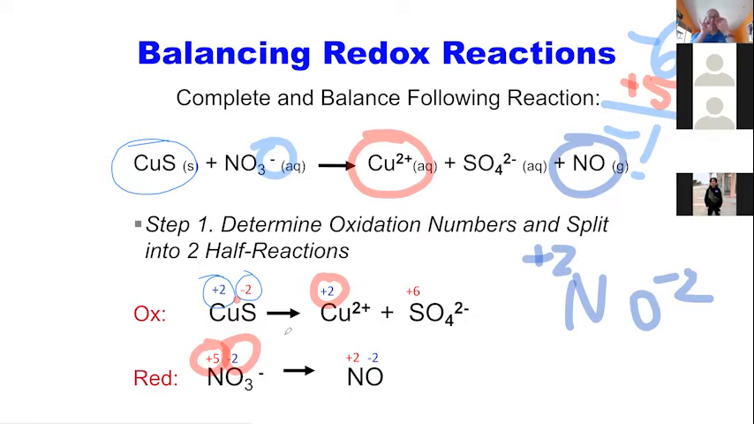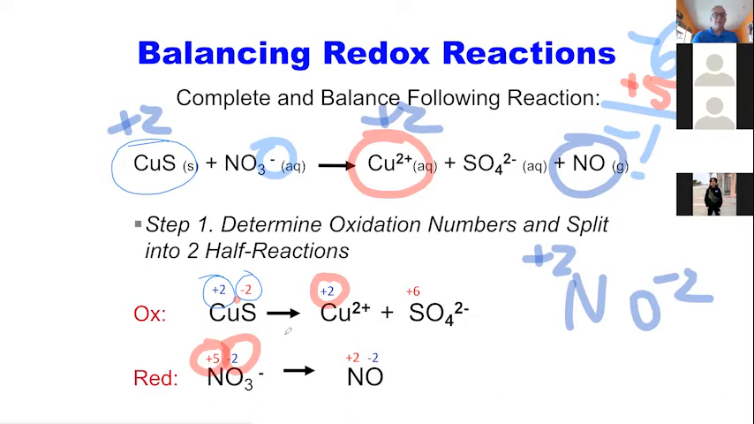So that's the first step, get all the oxidation numbers down. Then we see who's getting oxidized and who's getting reduced. We can see that nothing's happening to the copper. It was +2 over here, and it's +2 over here. So it's not being oxidized or reduced. It is not involved in the oxidation reduction reaction.